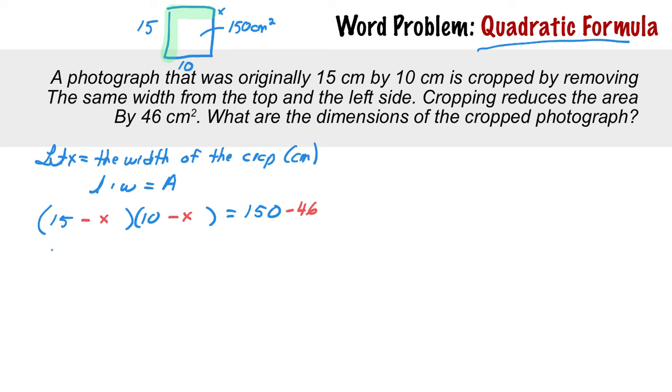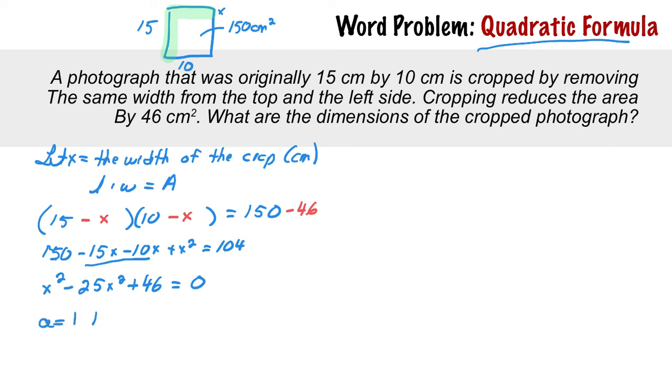Now we're going to expand and simplify. So 150 minus 15x minus 10x plus x squared equals 104. Bring everything to the left-hand side, putting it in standard form. And that naturally will equal 0. I just combine these terms. And now we have a equaling 1, b equaling negative 25, and c is 46.